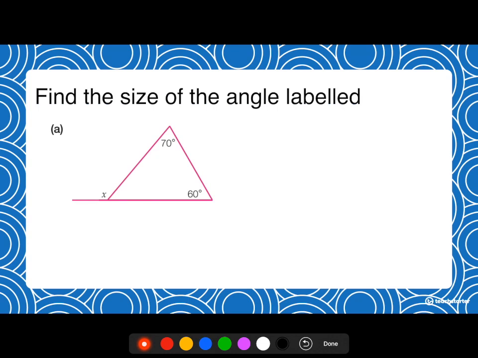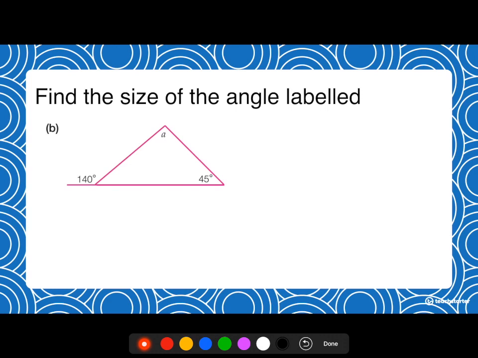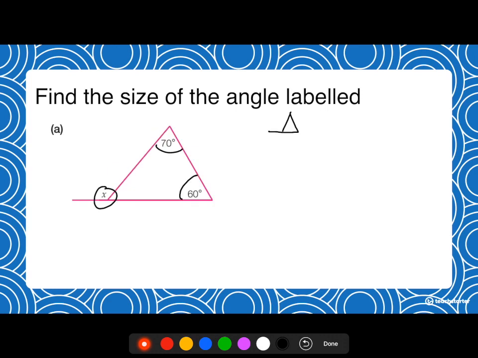So if I want to find this here, I'm gonna draw a symbol like this for my teacher. And these two angles added together will equal this one. So I've got 70 plus 60 equals 130. So X must equal 130 degrees. That's how simple it is.